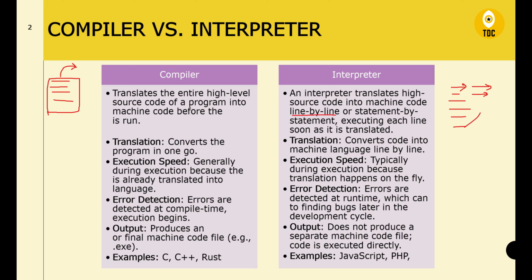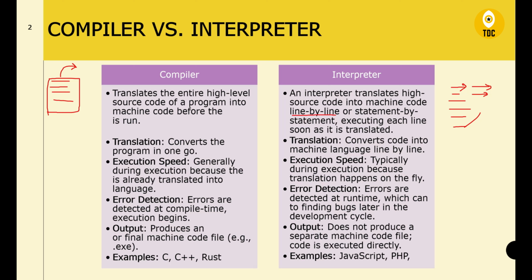So there is a lot of difference that happens, right? When you take a compiler, it converts the program in one go, but here the conversion will be to machine language, line by line. So that's a major difference, okay? And execution speed, as you can already guess, will be faster in the case of the compiler, because it does all the lines in one shot. But in the case of the interpreter, because translation happens on the fly, there might be some lag, because it does the execution line by line, okay?